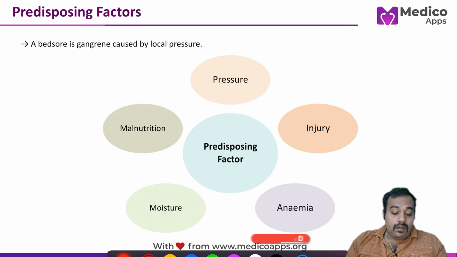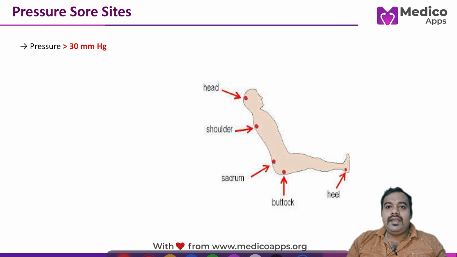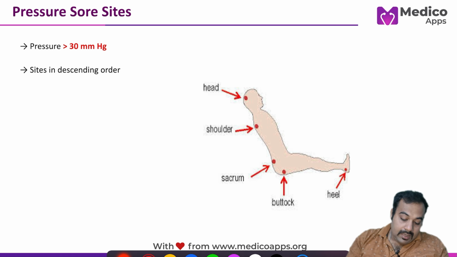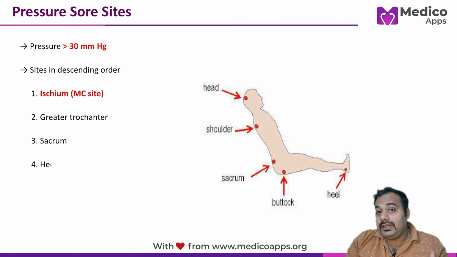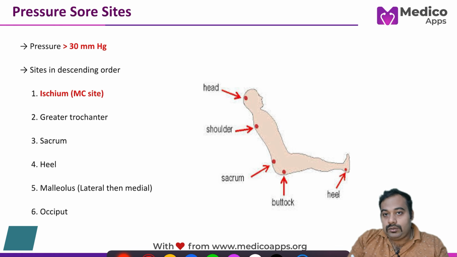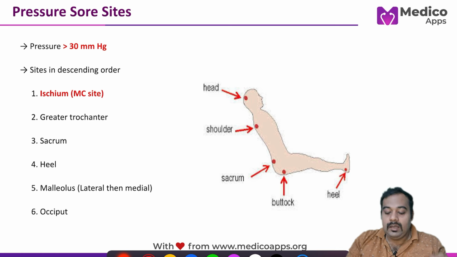Now let's try to understand what the important pressure sore sites are. Okay, so it takes more than 30 mm Hg of pressure to develop the pressure sore. The most common site of the pressure sore is the ischium, followed by the greater trochanter and sacrum. Okay, apart from the sacrum, you have the heel, the lateral malleolus more than the medial malleolus, and the occiput as well. So you can see in this image, right? So this pressure sore usually develops typically at the pressure point only.